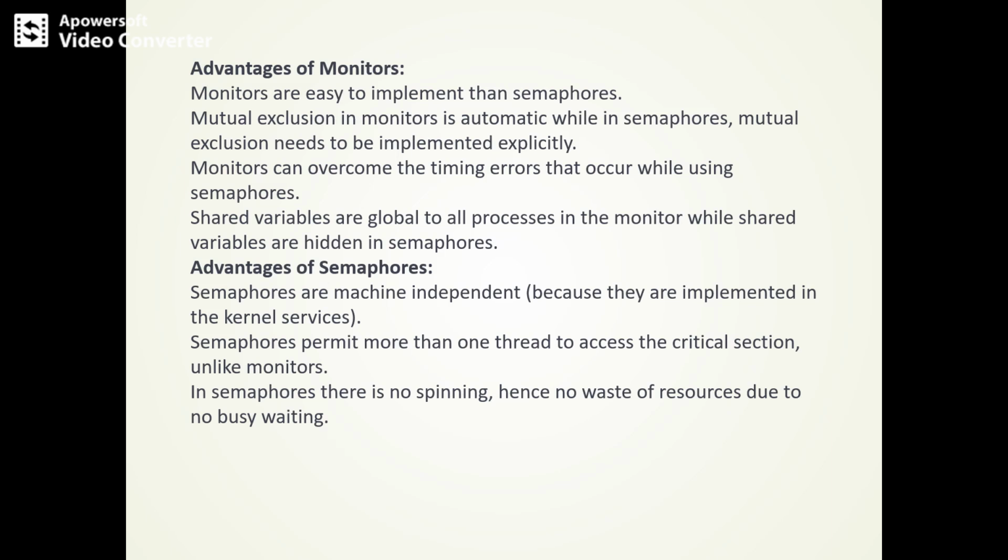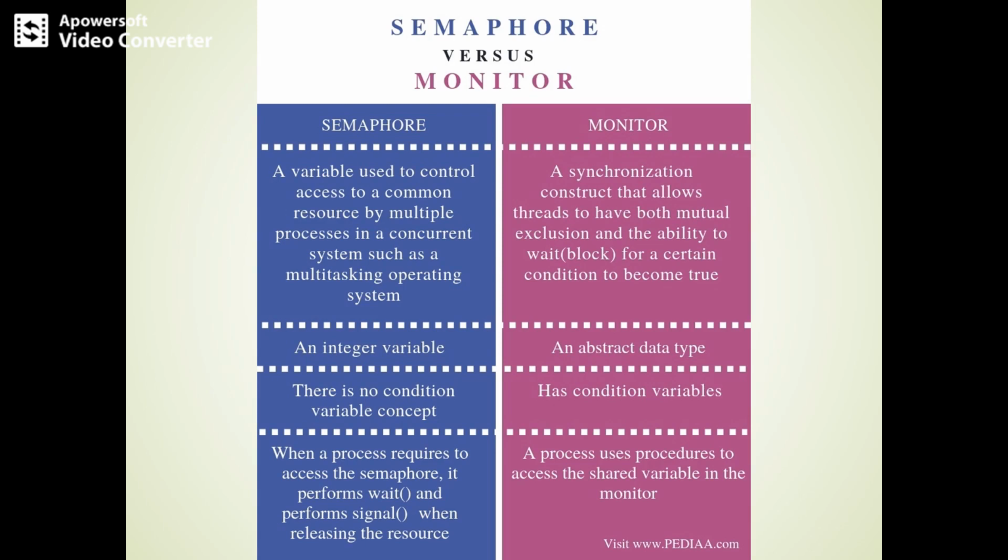However, semaphores are machine independent, but they allow more than one thread to access the critical section. But in monitors, only one process can run at a time, and shared variables are global to all the processes in the monitor, while shared variables are hidden in semaphores. And in semaphores, there is no spinning, that means waiting for the resource, and hence no wastage of resources due to busy waiting. So this is the exact difference between semaphore versus monitor.